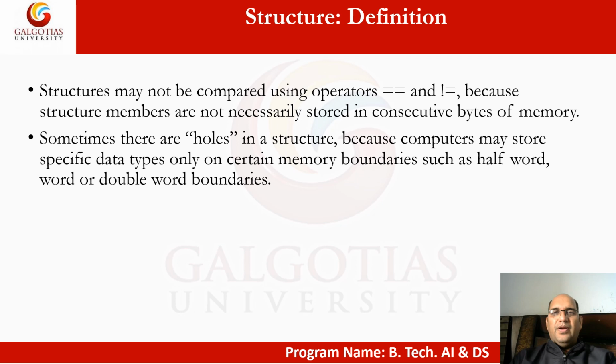Structures may not be compared using the operators equal to and not equal to, because structure members are not necessarily stored in consecutive bytes of memory. So when you use structures in your program, you cannot use equal to or not equal to for comparison, right? Sometimes there are holes in the structure. A hole means two members may not be consecutive in memory, because a computer may store a specific data type only on certain memory boundaries, such as half-word or double-word boundaries.